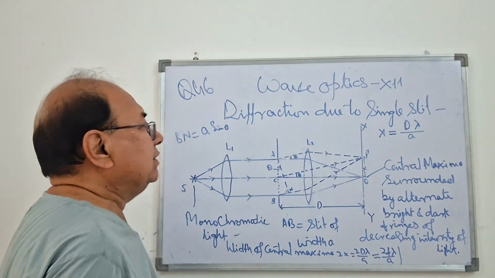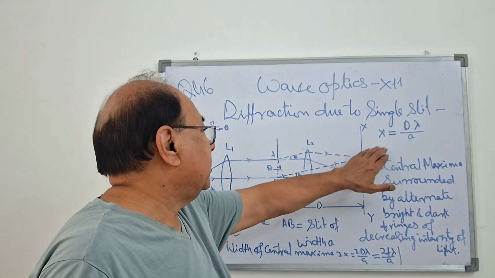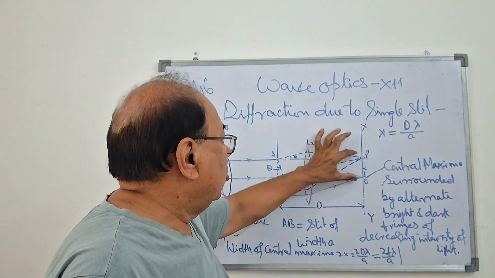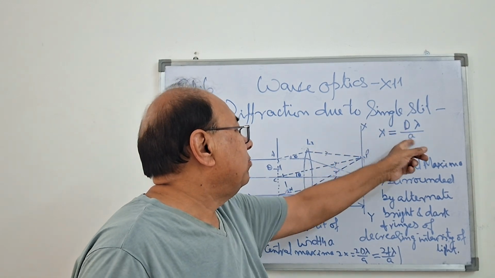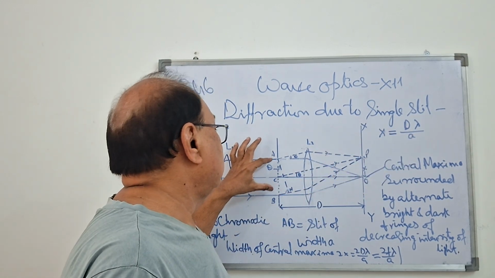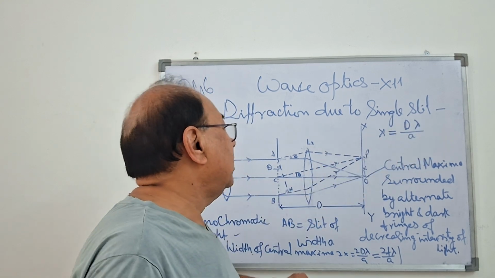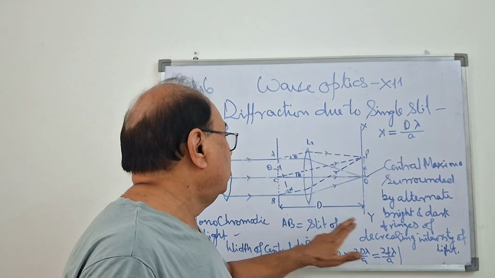Now with the help of this, we can come to the position x on the screen. How much distance is this one? We can calculate the value x is equal to d lambda upon a. What is a? Width of the slit, lambda wavelength of the light, d the distance from slit to screen.